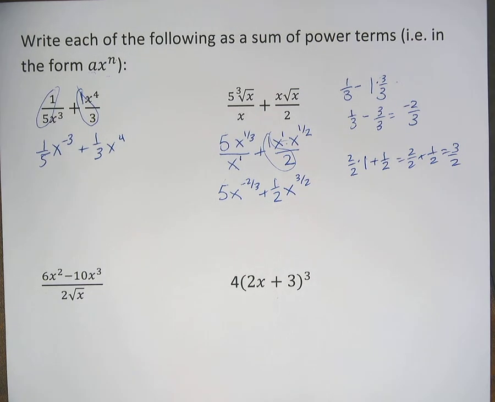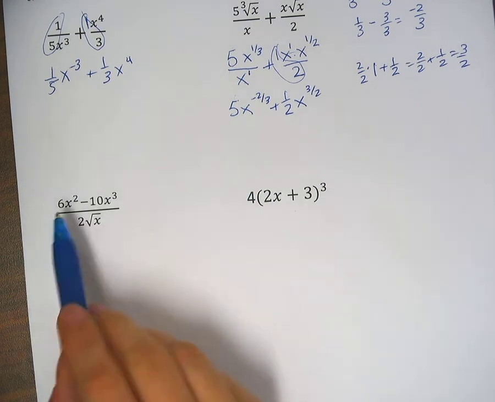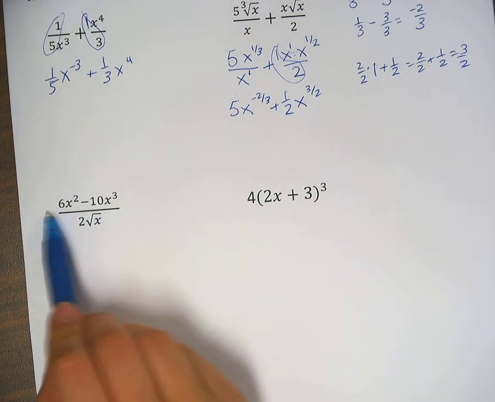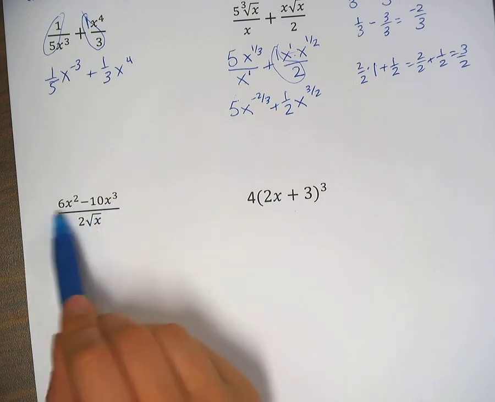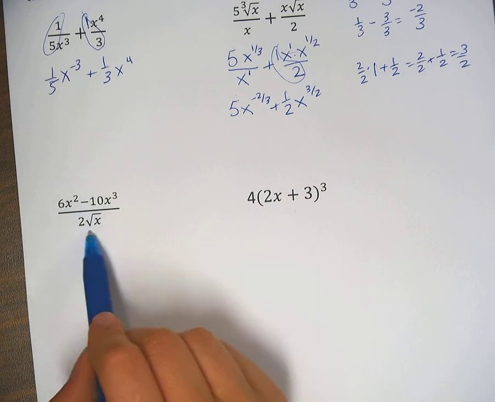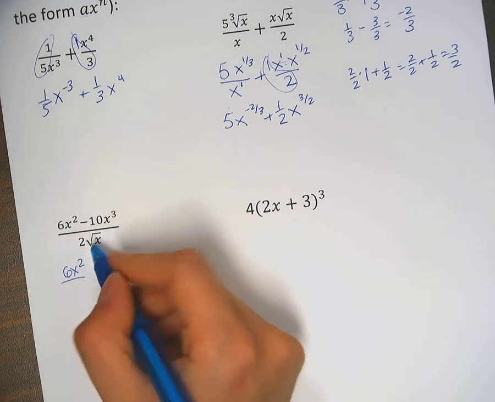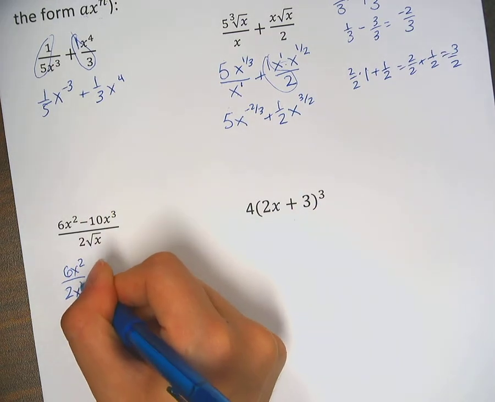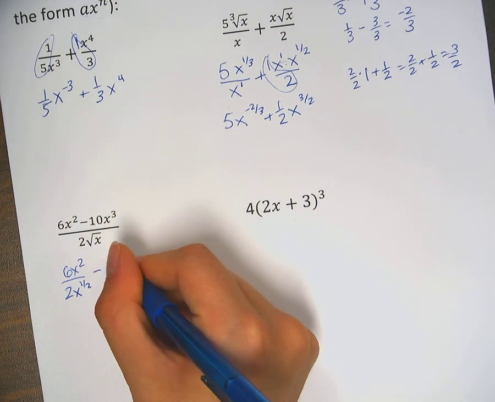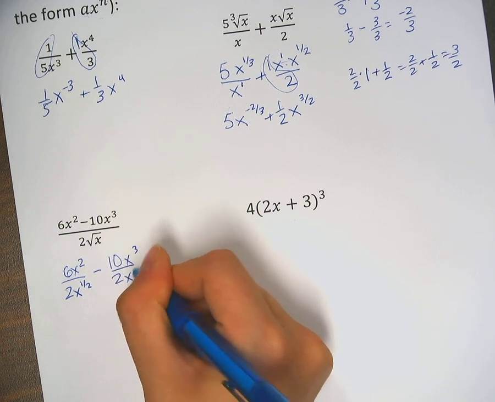All right, moving on. So on this third example, notice that you've got your power terms here, but there's this big division bar, and we want to sort of get rid of that. So notice that these are both being divided by 2 root x. So I can split this up as long as I divide them both. So I have 6x squared divided by 2 root x. And by the way, again, instead of writing the square root, I'm going to write the 1/2. So 2x to the 1/2 minus, and we've got 10x cubed over 2x to the 1/2.